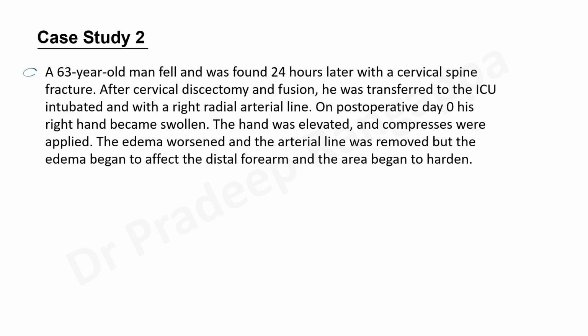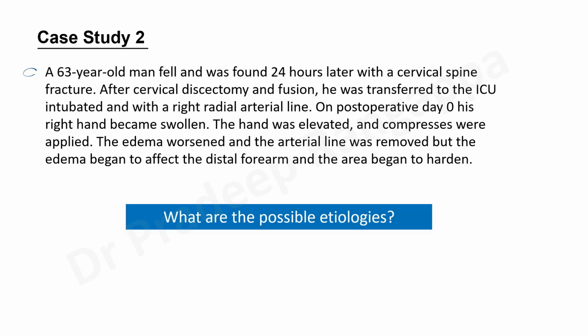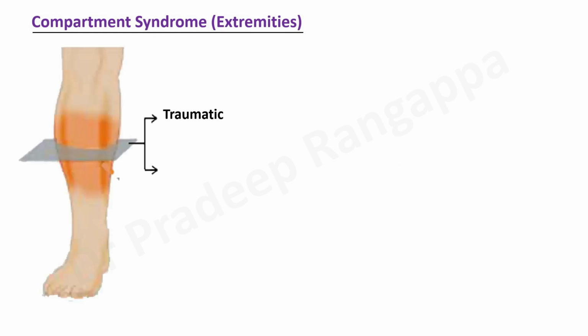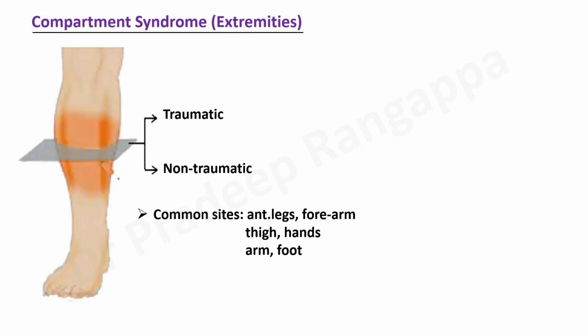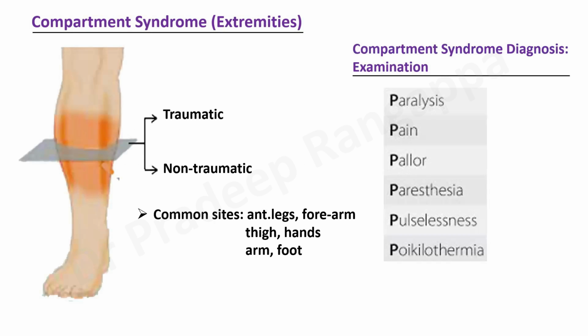The patient has developed a very tense upper limb, which is typically a case of compartment syndrome. So what are the possible etiologies? Compartment syndrome is not uncommon in ICU. We are not talking about abdominal compartment syndrome; we are talking about compartment syndrome of the extremities, in the muscle plane. It can be broadly divided into traumatic and non-traumatic. Common sites are the anterior part of the leg, forearms, thighs, hands, arm, and foot.